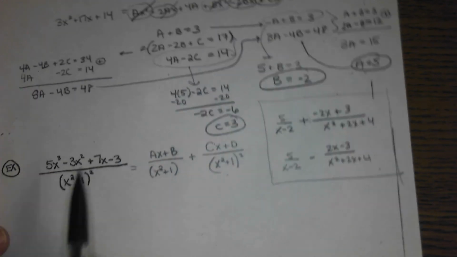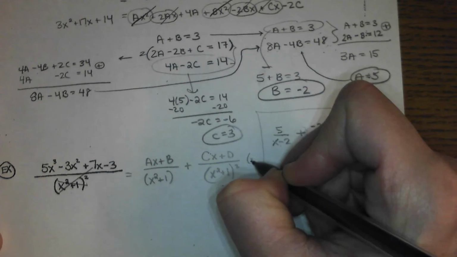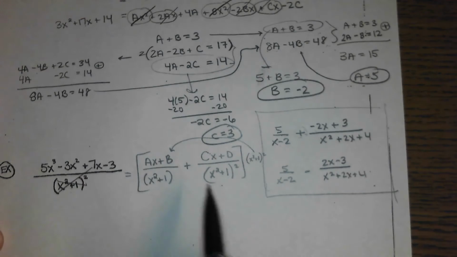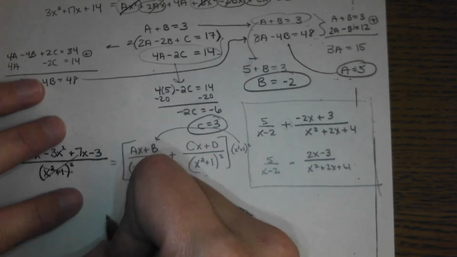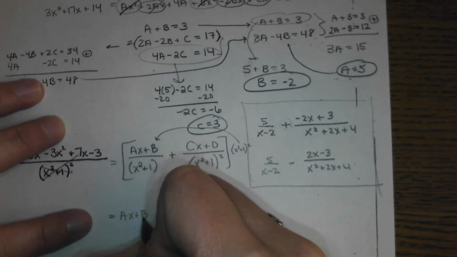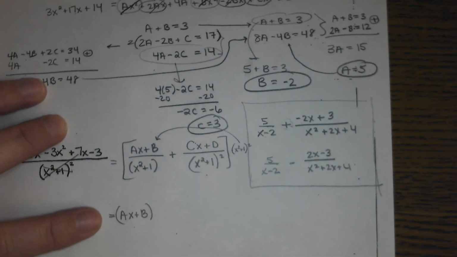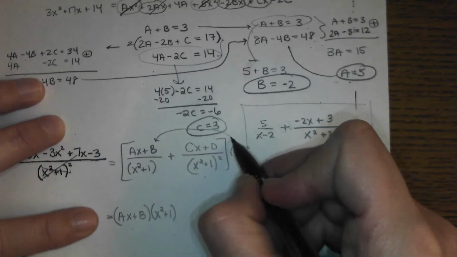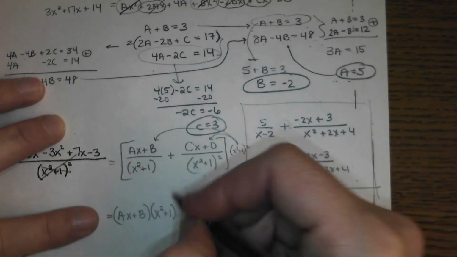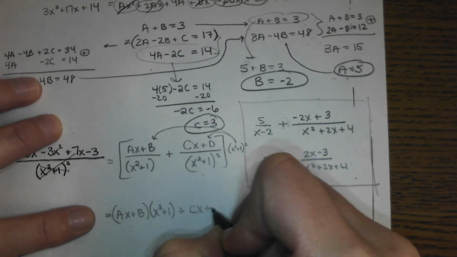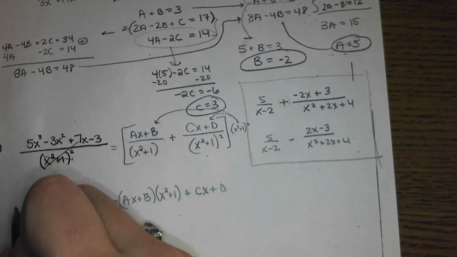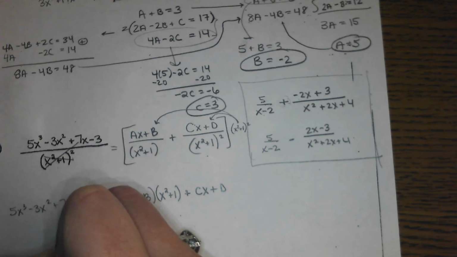So I'm going to multiply both sides by this to clear it. So x squared plus 1 squared. When I distribute to the ax plus b, only one of those x squared plus 1's cancel, so it's ax plus b, which it's now appropriate to put in parentheses because you're going to multiply it by the leftover x squared plus 1. And then when you distribute to the cx plus d, the whole thing cancels. So you're lucky enough that, if you want to keep parentheses around that just so it's organized and looks nicer, you can, but they really won't do anything. And all of this has to equal 5x cubed minus 3x squared plus 7x minus 3.